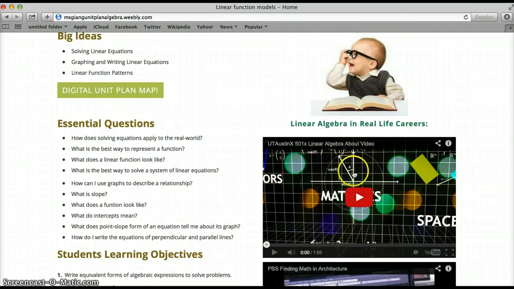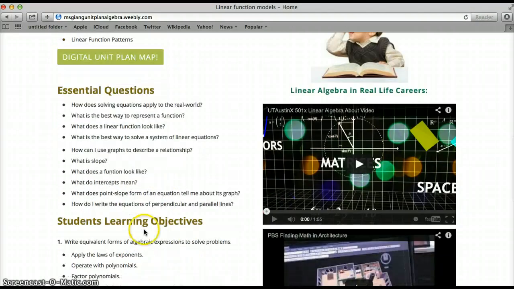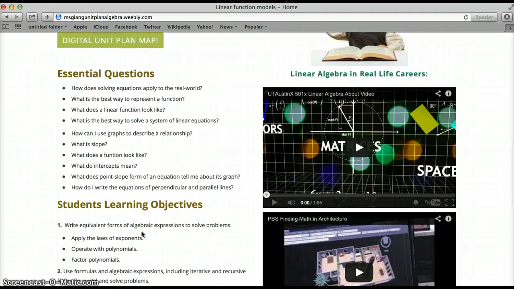And I input two videos to show you how linear algebra is being used in the workforce, like architecture, computer science, engineering, and lots more. So please watch this video. It's really helpful. What is the best way to represent a function? What is a slope? How do I learn to write the equation of perpendicular and parallel lines? So all these questions will be the main part of learning in this objective.